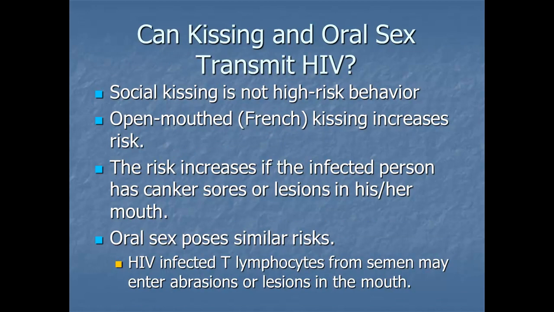So can kissing and oral sex transmit HIV? Social kissing is not high-risk behavior, so kissing someone on the cheek that has HIV is not going to cause you a problem. However, open mouth, which is French kissing, does increase your risk because it is present in saliva. The risk increases if the infected person has canker sores or lesions in his or her mouth. Oral sex poses similar risks, so HIV-infected T lymphocytes from semen may enter abrasions or lesions in the mouth.